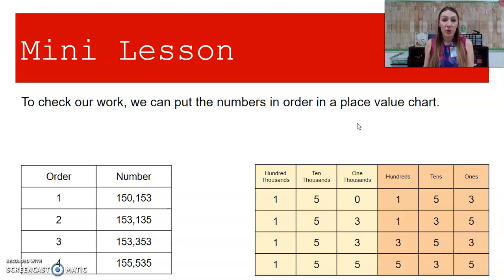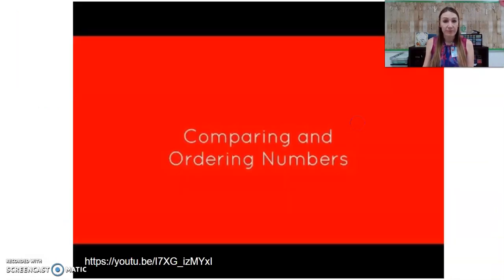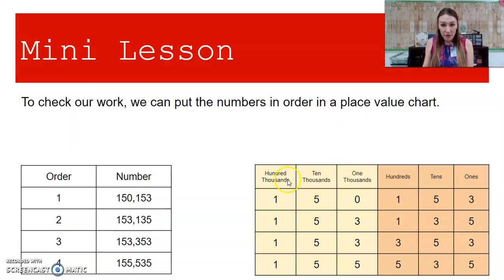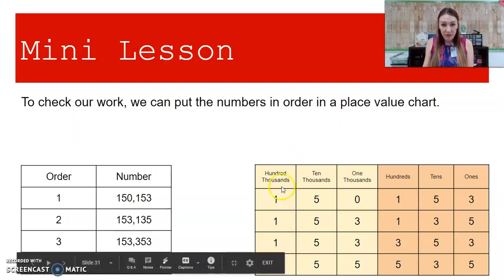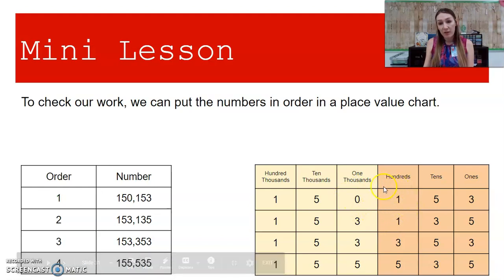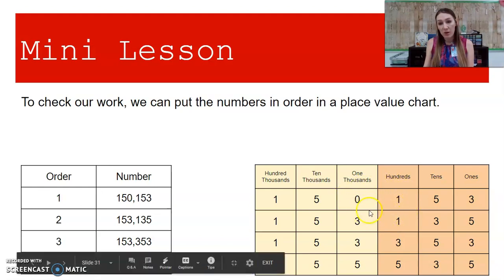To check our work, we can put the numbers in order in a place value chart. So if you'll notice, as we go down the place values, these are all equal. In our 1,000s place, our 0 is smallest, then the 3s are the next biggest, then the 5. Then we can see if we add the 1,000s and the hundreds together, that's 1, then 31 is bigger, 33, 55. So it looks like we are correct.